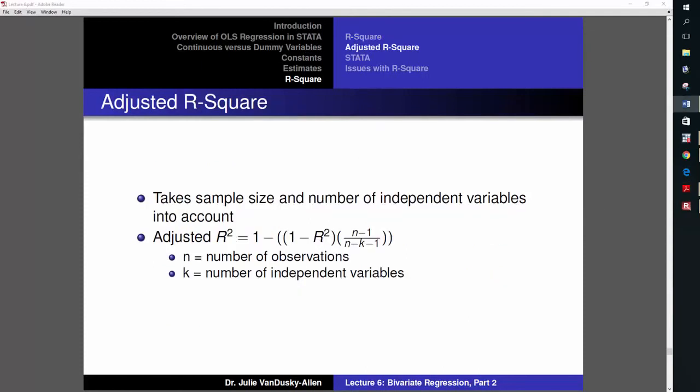The adjusted r-square is another statistic you should be familiar with. It takes into account sample size and the number of the independent variables. The adjusted r-square equals 1 minus r-square times the number of observations minus 1 over the number of observations minus the number of independent variables minus 1.